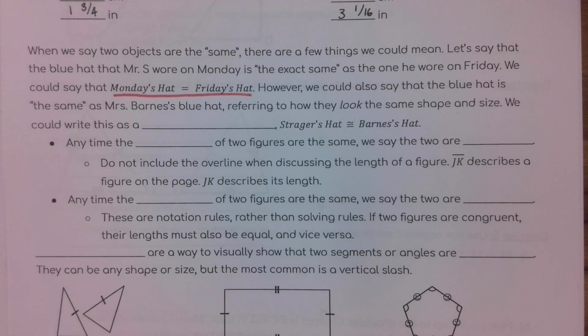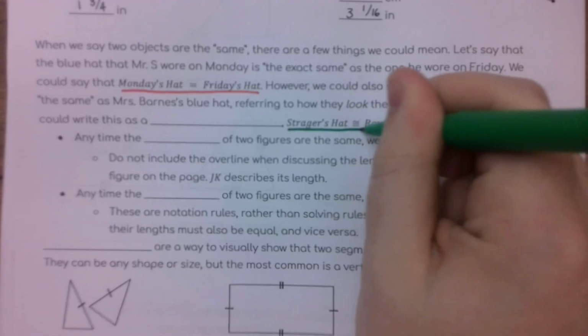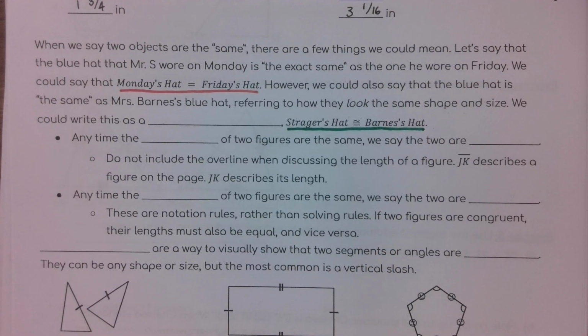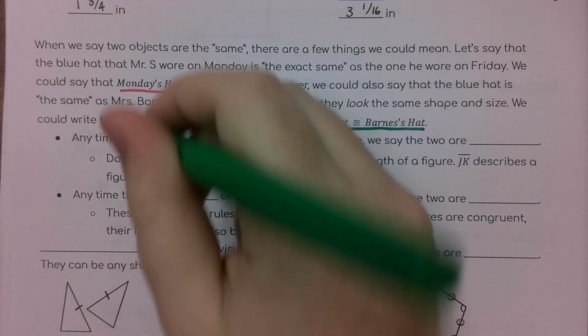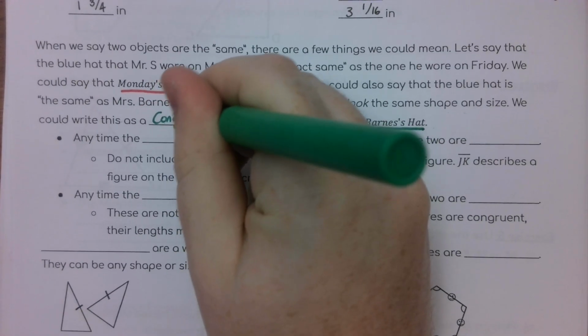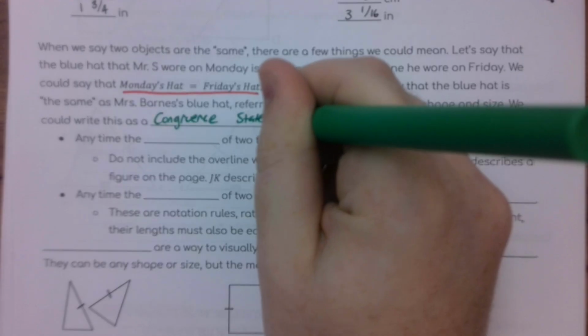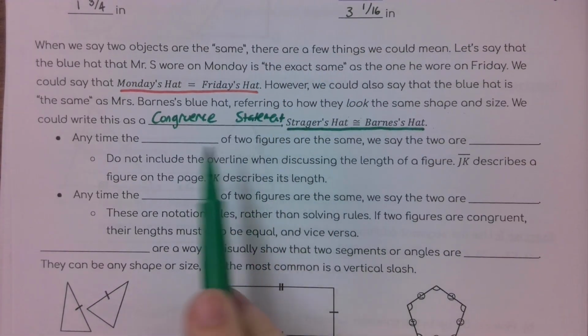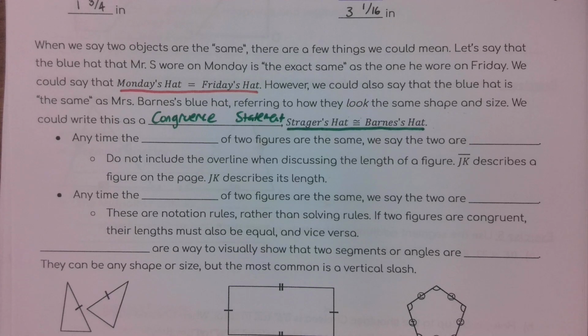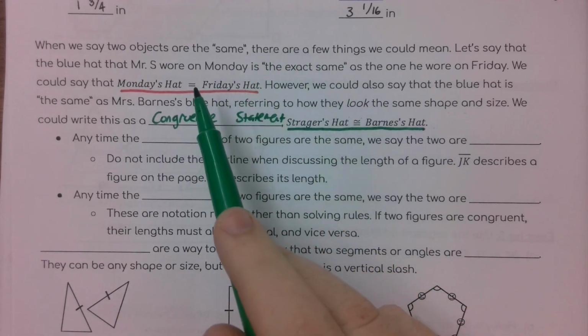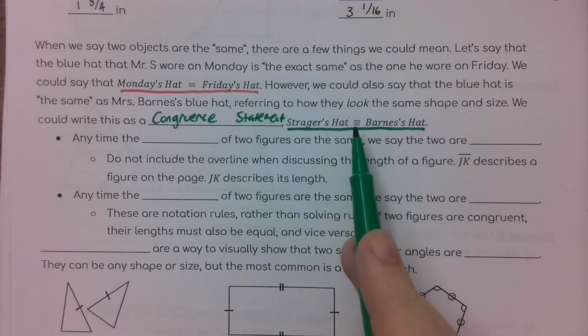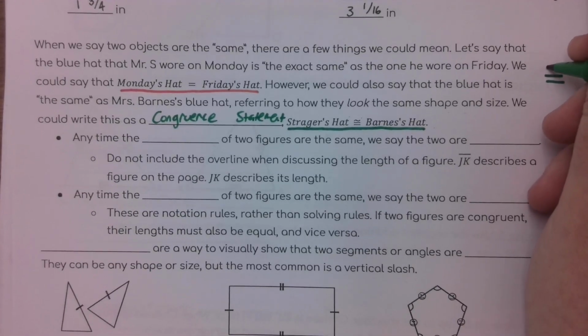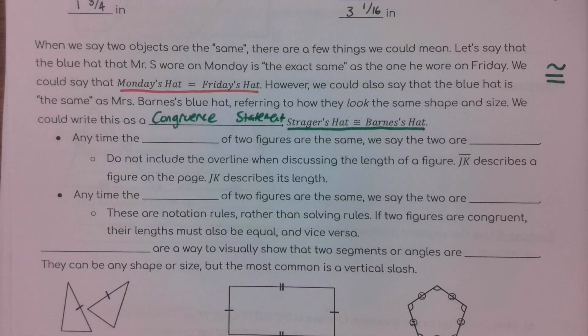When you're looking at 2 objects and calling them the same thing, we will use what we call a congruence statement. And congruence is a word that means the same. Not like an equal sign, though. It's a symbol that looks like an equal sign with a tilde above it, this little curvy line. When we see that symbol, we're talking about 2 different figures that are still practically the same thing.